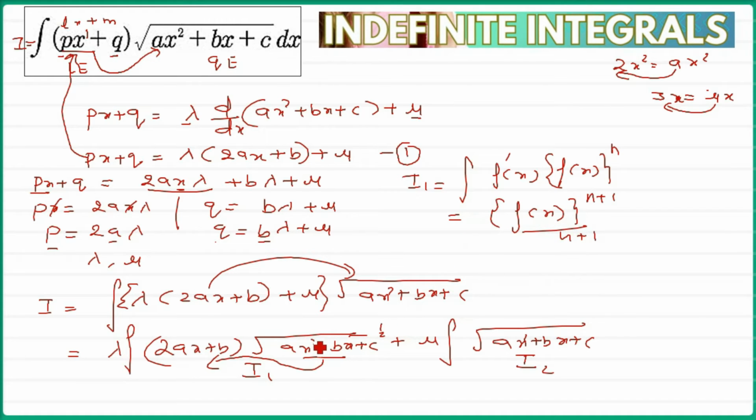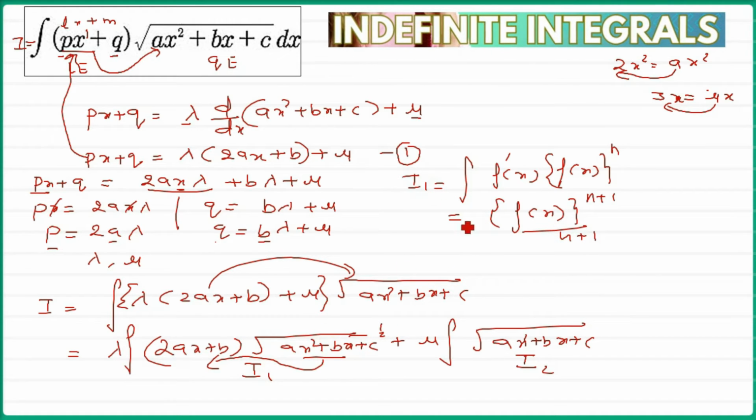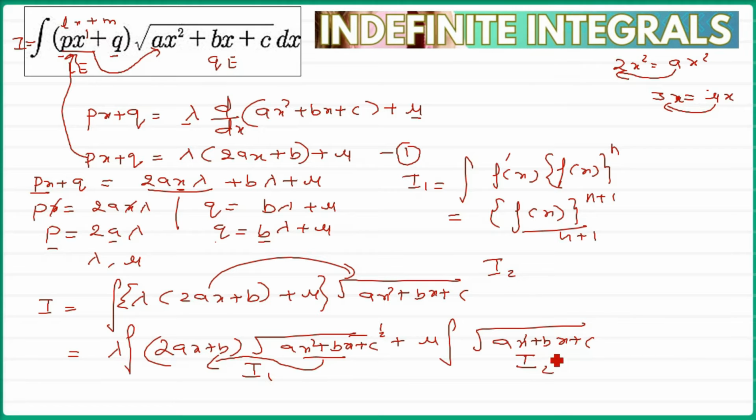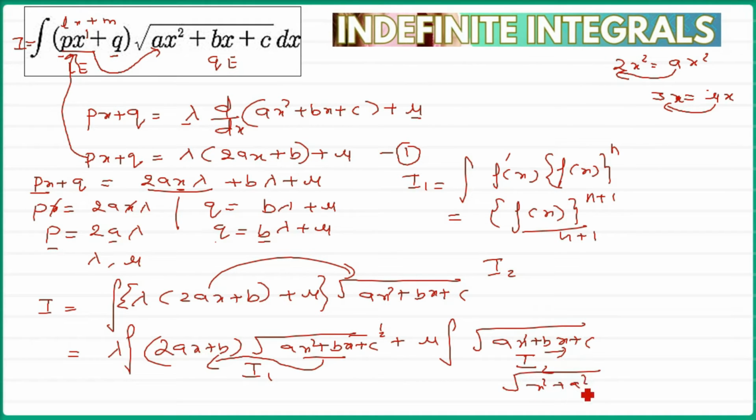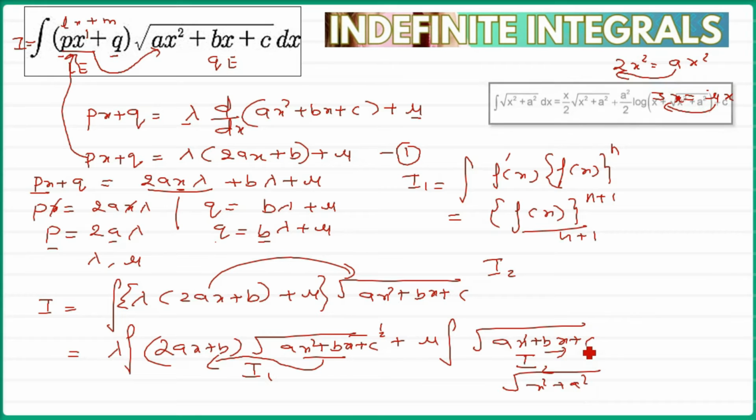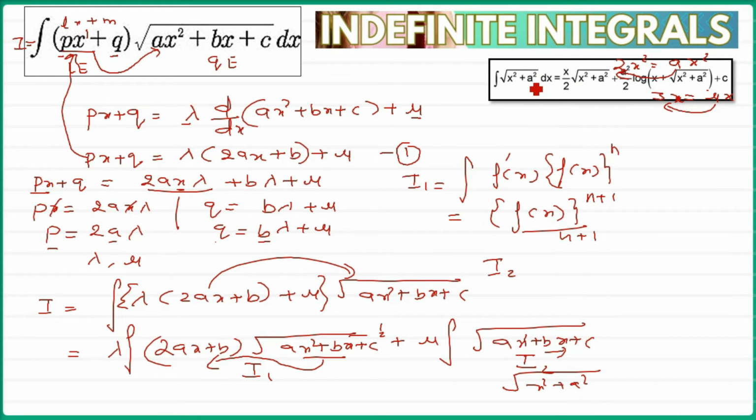So half plus 1 will be 3 by 2, and in the denominator it will be 3 by 2 plus 1. How about I2? We have under root ax square plus bx plus c, so we need to make it a perfect square. So it will be in the form of under root x square plus a square. And this is the result which we are going to use.